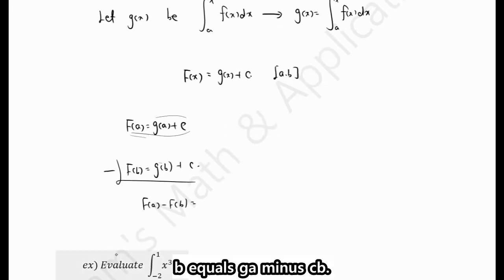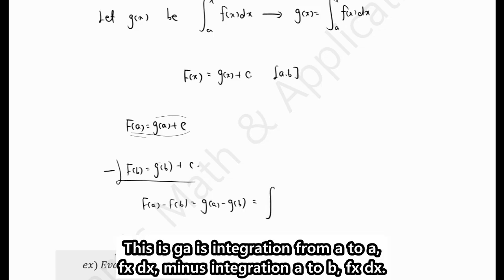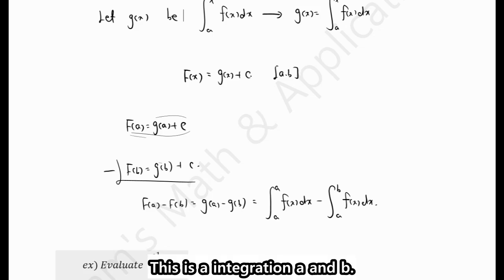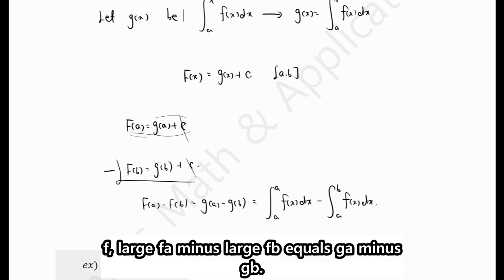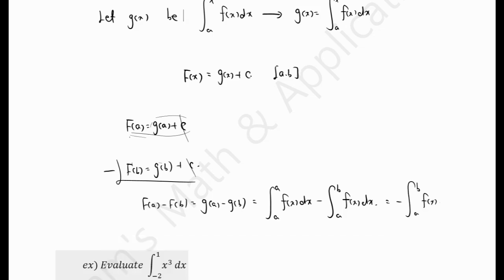F(b) equals G(a) minus G(b). This G(a) is the integral from a to a of f(x) dx minus the integral from a to b of f(x) dx. Correct? This is the integral from a to b, and the constant c is cancelled. So capital F(a) minus capital F(b) equals G(a) minus G(b). So this is minus the integral from a to b of f(x) dx.